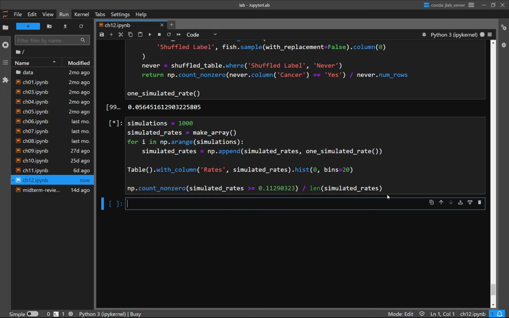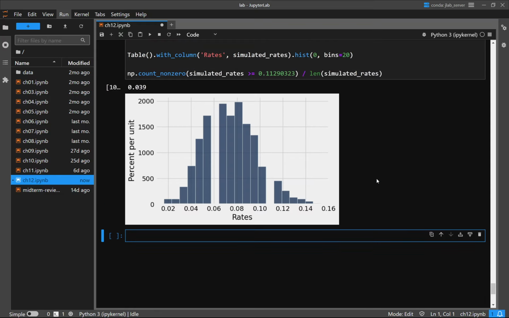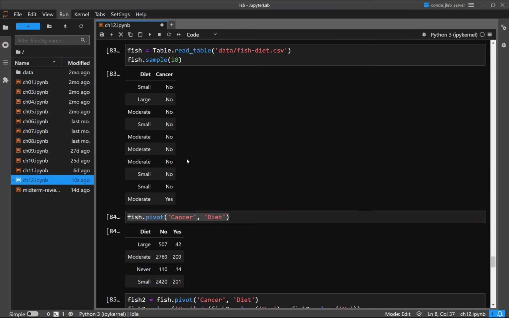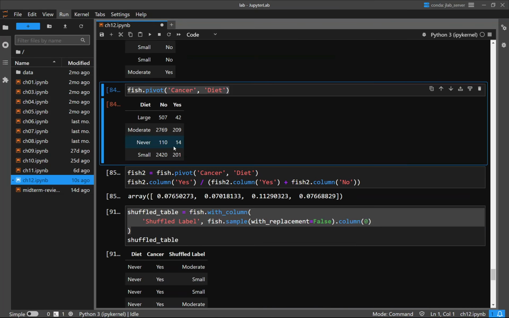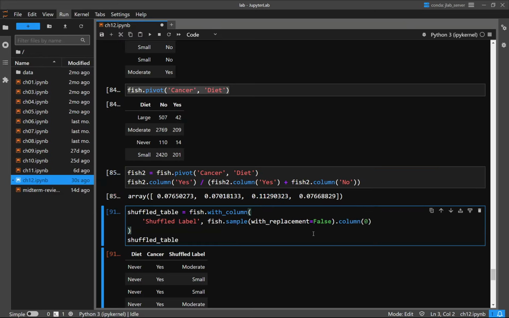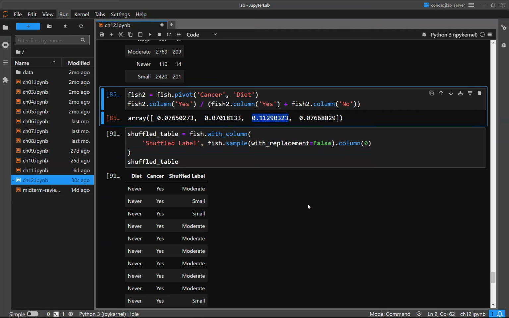Question? Yeah. What's the 0.11290? This was our cancer rate for the never fish eaters. Where was that? It was 14 over 14 plus 110. That was this percentage. Because we saw that for the other people, for the large and the moderates and the smalls, about 7.5% getting cancer. This one was the one that jumped out to us. So that's why we're doing this simulation. That's why we're asking the question. Yeah. Like how often did we see this value or something more extreme?